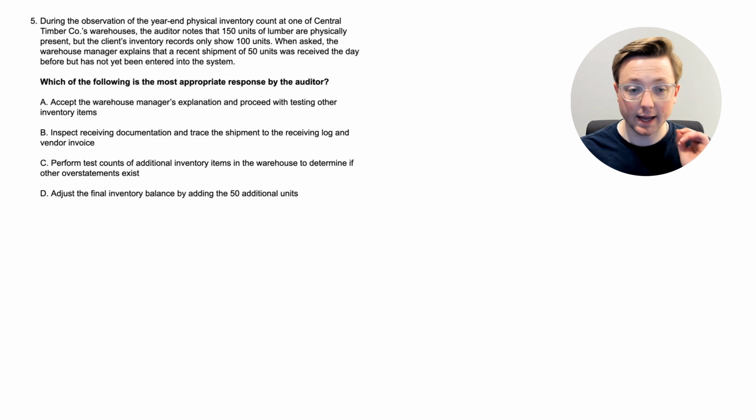Let's go through the options. Option A, accept the warehouse manager's explanation and proceed with testing other inventory items. Option B, inspect receiving documentation and trace the shipment to the receiving log and vendor invoice. Option C, perform test counts of additional inventory items in the warehouse to determine if other overstatements exist. Or option D, adjust the final inventory balance by adding the 50 additional units. So what should the auditor do if there's this discrepancy between what the auditor sees and what the client's system says, and also the claim that the client gives? If you want to think about this and give a guess, pause the video. If not, let's take a look at the answer together right now.